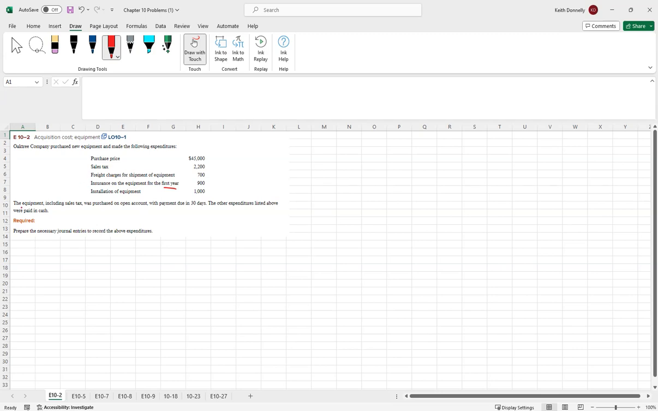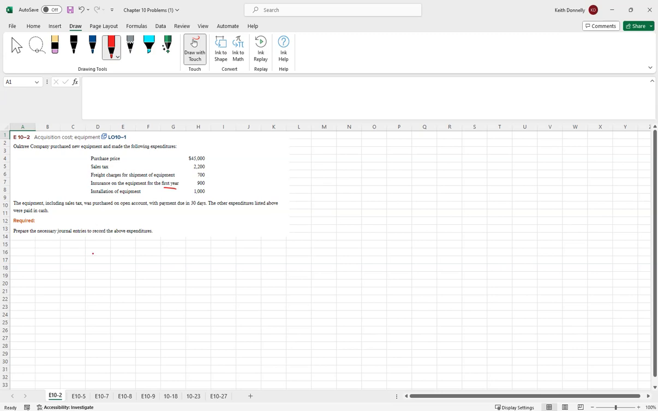They want to know here, and it says at the bottom, the equipment, including sales tax, was purchased on an open account within the last 30 days. The other expenditures were paid in cash. Prepare the necessary journal entry for the above expenditures.